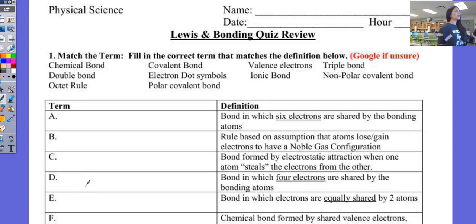This is just going to be a quick run through of this bonding quiz review. Yes, it's reviewing for the quiz. I'm going to also answer some of the questions along with you just so that you know that you're answering some of them correctly. So let's get started right away.